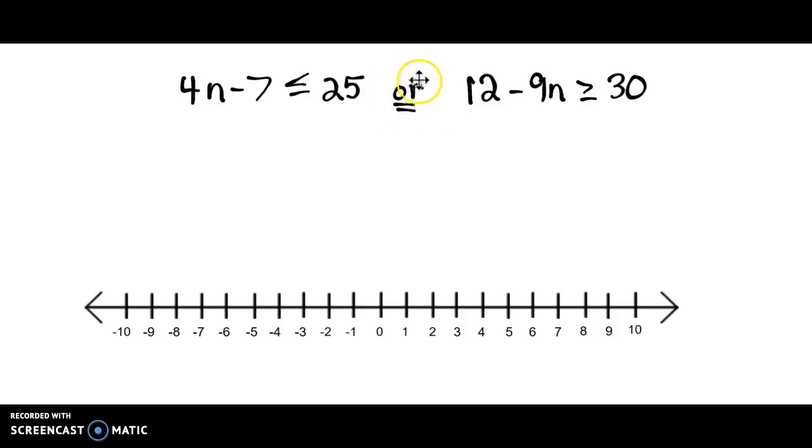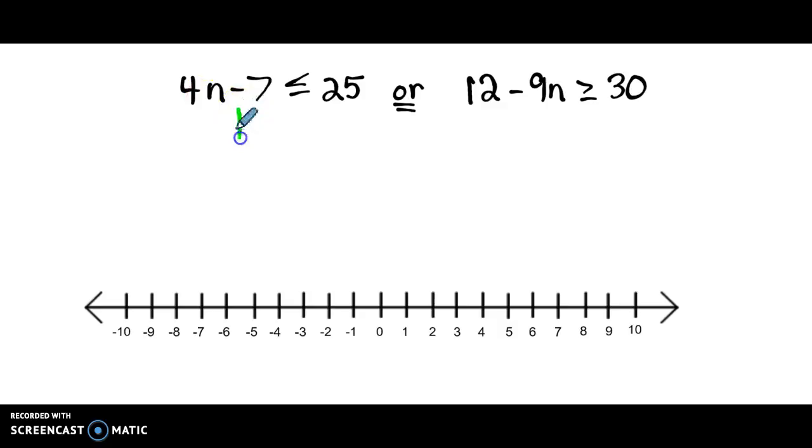So this problem is an or. That means that our final answer is going to be any number that would make this equation true or would make this inequality true. So either one will work. And this is what that's going to look like when we graph it. So let's go through and solve both of these.